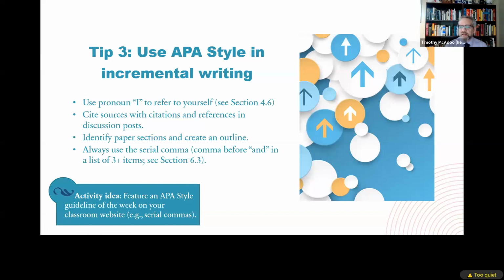And another APA style guideline that can be easily applied in incremental writing is to always use the serial comma before the last item in a list of 3 or more. So whereas in some writing styles, the serial comma is optional, APA style requires a serial comma because it clearly shows the separation between different items in a list, especially if that list is long or complicated. And it's easy to follow a consistent guideline to always use the serial comma. We believe that the serial comma provides clarity and reduces the cognitive load for all readers, which is an important consideration when writing with accessibility in mind.